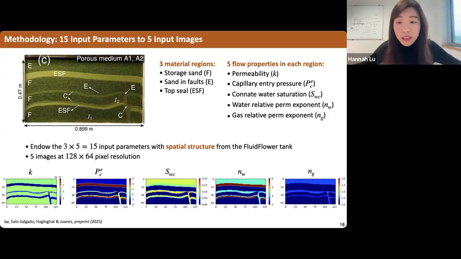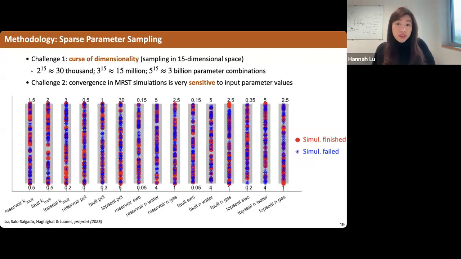But what is important here, we borrow the spatial structure, the stratigraphy of the fluid flower tank. So instead of using the 15 input parameters, we are actually using these 5 images, given the resolution of our choice, to represent all the parameters. There are some challenges that we have to face.